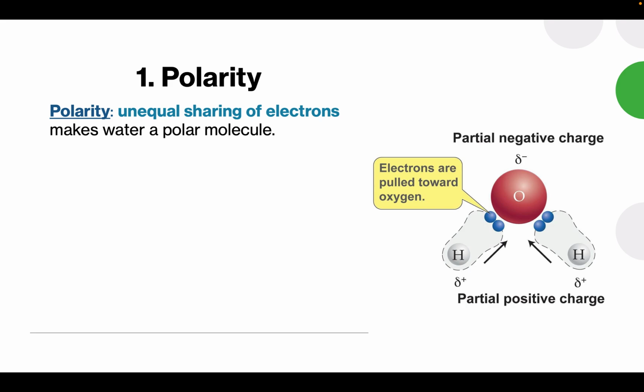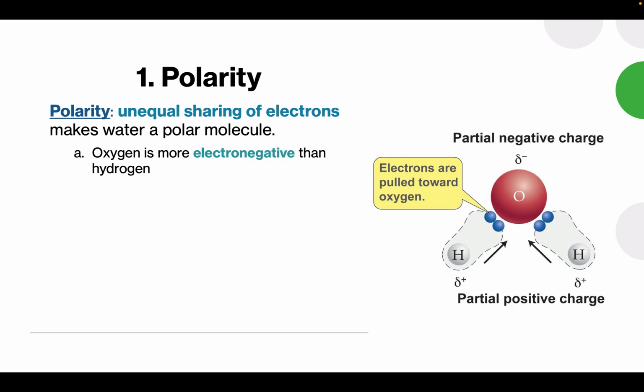As a reminder, polarity is the unequal sharing of electrons. We're creating polar covalent bonds within the water molecule. Remember that oxygen is more electronegative than hydrogen, which means it is pulling harder on those shared electrons. You can see that visually in the diagram at the right. The electrons are physically closer to oxygen.